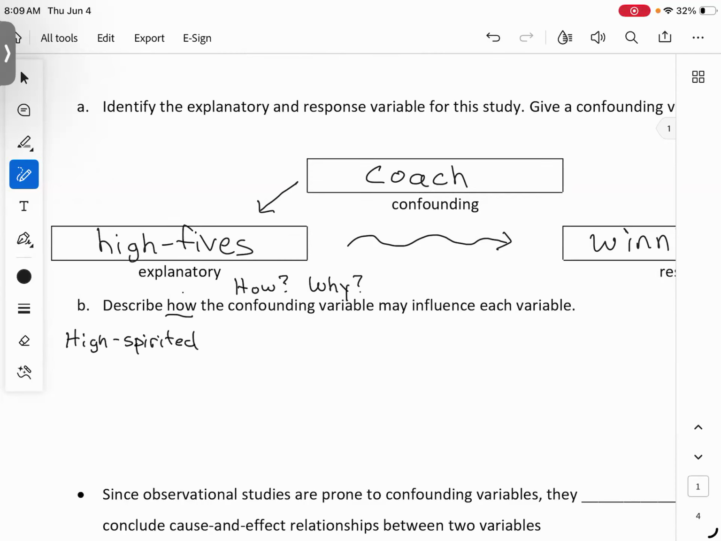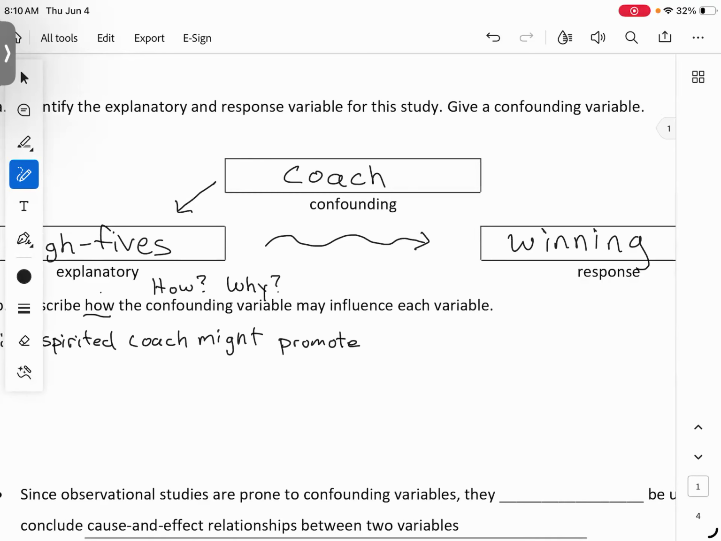It could be that if they have a more high-spirited, optimistic, outgoing, upbeat sort of coach, because of him being in the space of them competing, that high spirit he has might promote more high fives. And I'll put the word "and," because by the definition of a third confounding variable, it also has a separate impact on why they're winning.